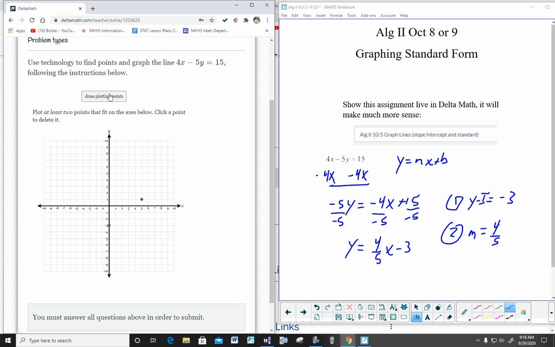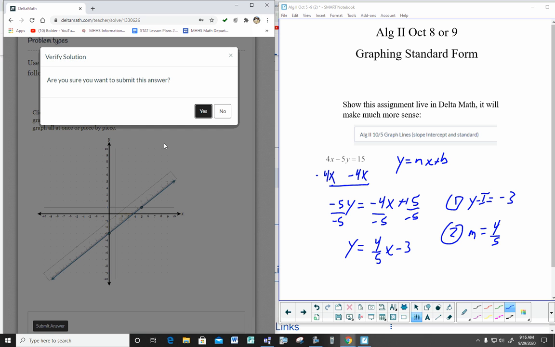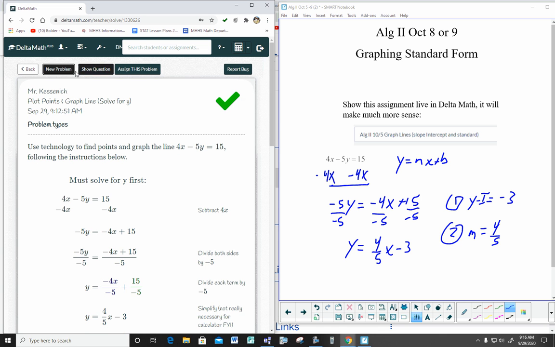Then you click Done Plotting Points. And it provides a ruler there. Now, the goofy thing about this, if I were to just draw a segment between these, it isn't going to count it as being correct. You have to go all the way to the edge of the graph and draw the line. All the way to the edge, all the way to the other edge. If you just drew it strictly between them, it's not going to count it as correct. You have to draw the whole thing. Submit answer, yep, got it. Okay, so let's try another one.